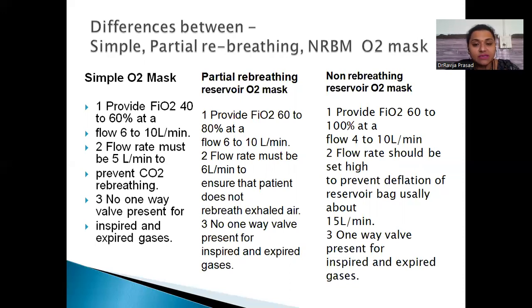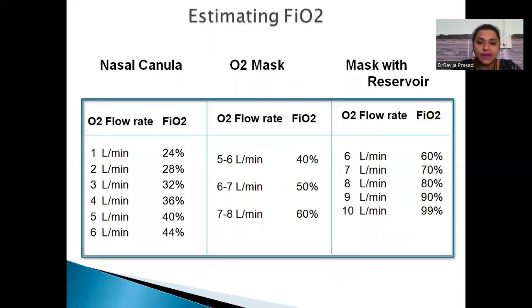In the partial rebreathing reservoir O2 mask, it provides FiO2 of 60 to 80% at a flow rate of 6 to 10 liters per minute. Flow rate must be at least 6 liters per minute. It ensures that the patient does not rebreathe exhaled air, and no one-way valve is present for inspired and expired gases. Now, the non-rebreathing reservoir O2 mask provides FiO2 of 60 to 100%. Flow rate should be 4 to 10 liters per minute. Flow rate should be set high to prevent deflation of the reservoir bag, usually about 15 liters per minute. One-way valves are present for inspired and expired gases.